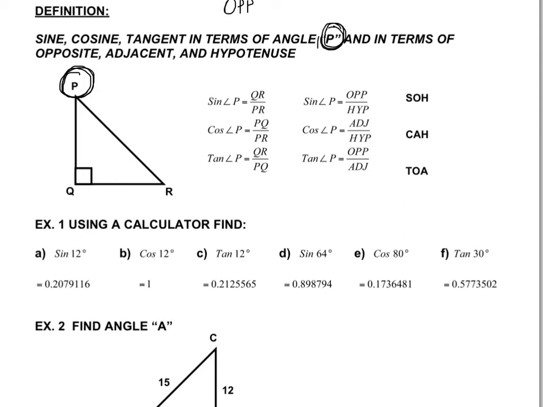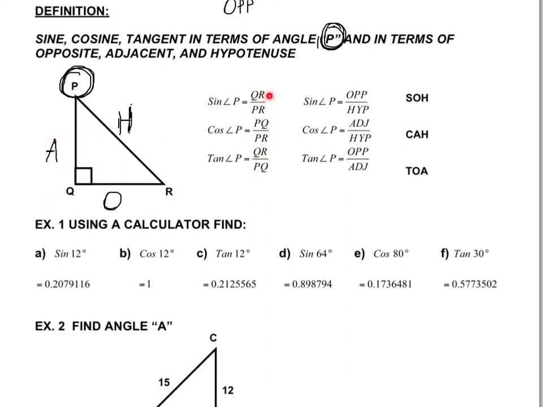So now go and label the sides on your triangle. I've labeled the sides on my triangle. From angle P, first you do the hypotenuse, which is across from the right angle. Across from my angle P is the opposite, and beside it is my adjacent. And here are our trig ratios.